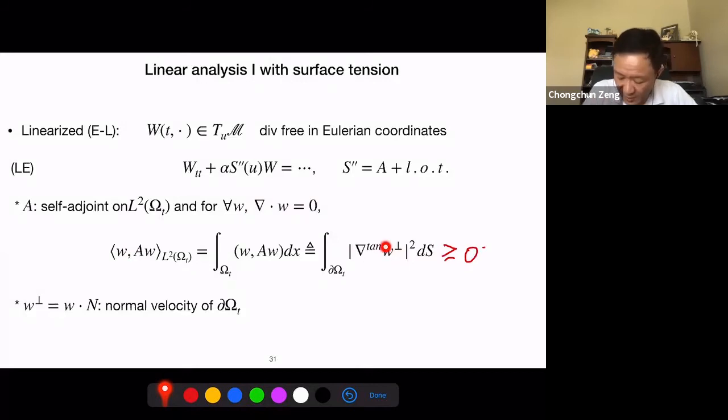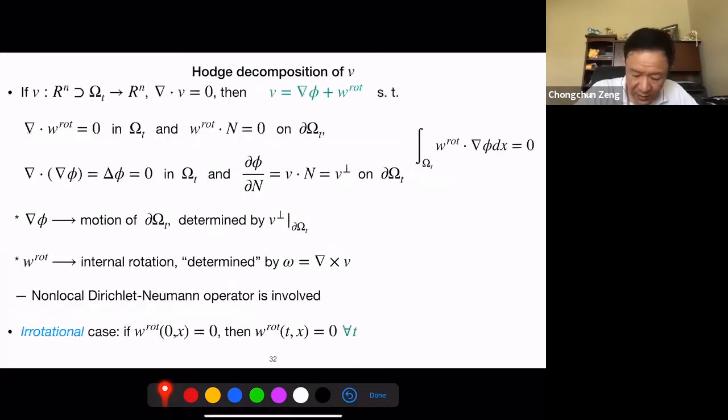So what part is that? That is, we need to carry out a Hodge decomposition of the velocity field. So on any domain, if you have a velocity field which is divergence-free, then you do the Hodge decomposition. It can be decomposed into a gradient part, which has 0 vorticity, and a rotational part. So both of them are divergence-free.